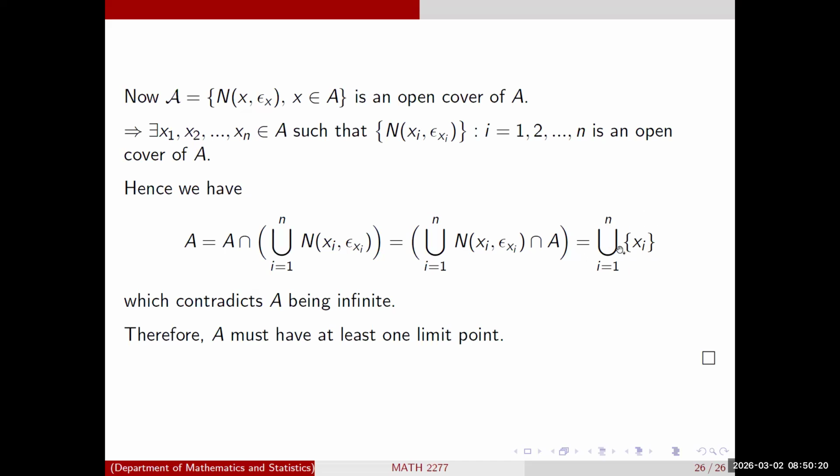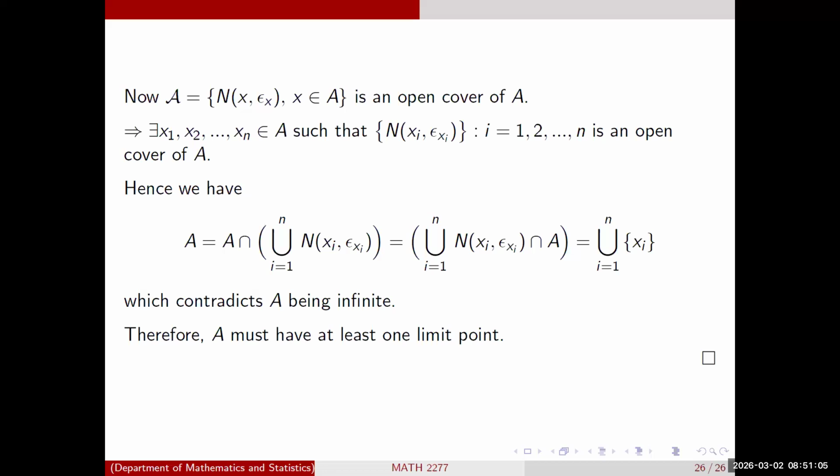So how many points are in this union? The xi's are all different, so there are n points: x1, x2, x3, up to xn. They're just n points in this union. But this union I'm getting is equal to A. So A is equal to just n points? No, A was infinite. So this is the contradiction to A being infinite. Therefore, what we assumed from the beginning, that A has no limit points, is false. Therefore, A must have at least one limit point. So that's the proof.